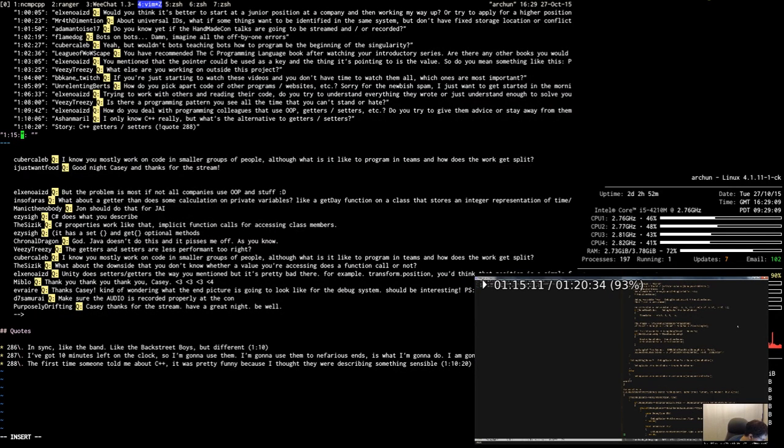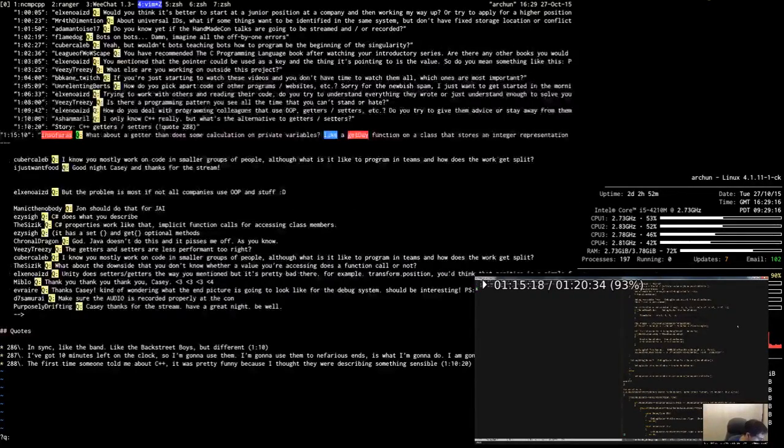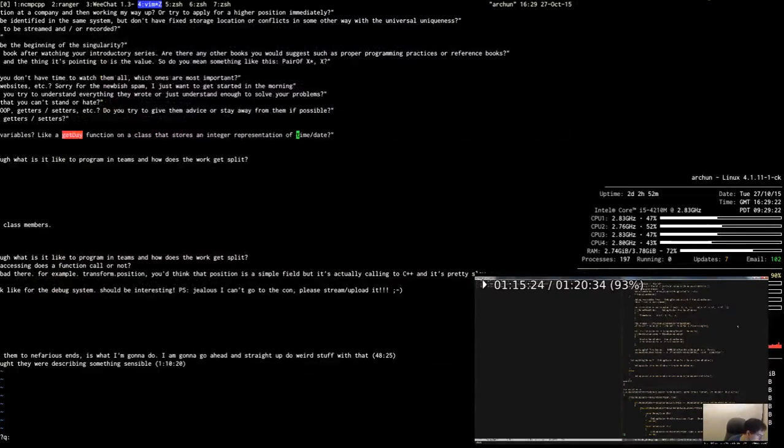What about a getter that does some calculation on private variables, like a getDay function in a class that stores an integer representation of time and date? You can still do that, right? That totally still works. It's just a syntax. We're just talking about syntax.